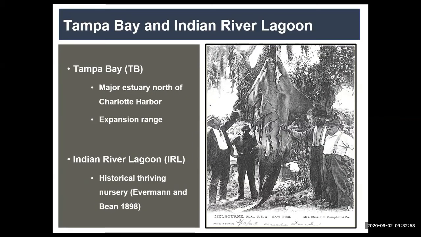So 2 places come to mind. If Charlotte Harbor were to have a healthy and thriving population, we would see an expansion of range to the next major estuary system north of us, which would be the Tampa Bay. And also directly east of Charlotte Harbor, we look at Indian River Lagoon because there once was a documented historical thriving nursery there, and they share the same temporal seasons as we do. Next slide, please.